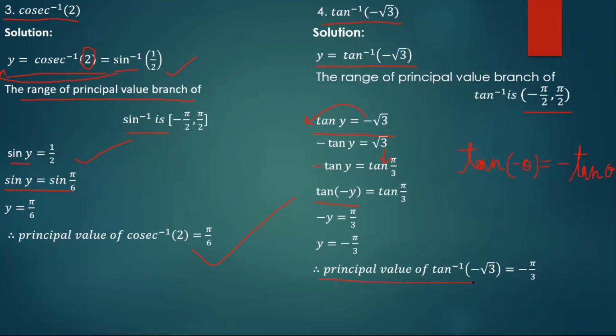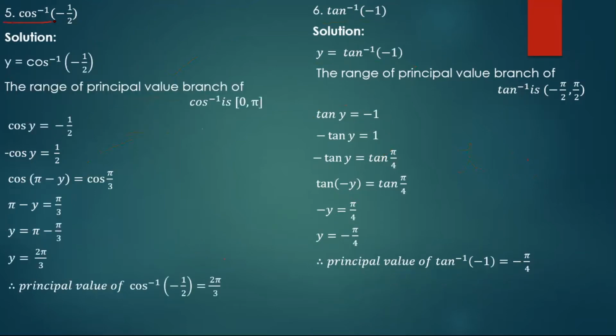Therefore, the principal value of tan inverse negative root 3 equals negative pi by 3. So I hope this is clear. Next, we have your fifth question: cos inverse negative half, or negative 1 by 2.